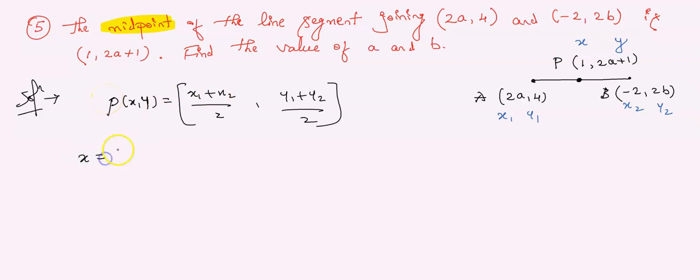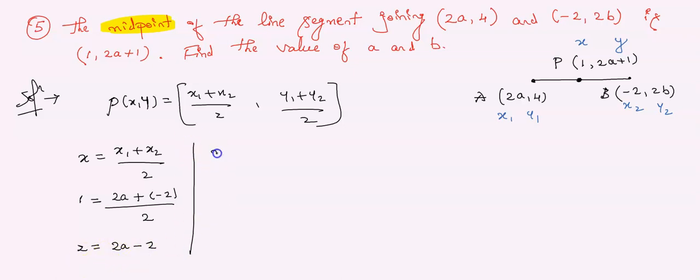We know that the coordinate x equals x1 plus x2 by 2. What is the value of x? 1 is equals to x1, that is 2a, plus x2 is minus 2, we write in bracket, by 2. Now 2 ones are 2 is equals to 2a plus minus 2. Now 2 is as it is, minus 2 comes this side, it becomes plus 2, that is equals to 2a. Now we can say 2a is equals to 2 plus 2 is 4, then a is equals to 4 by 2. 2 twos are 4, so the value of a is plus 2.